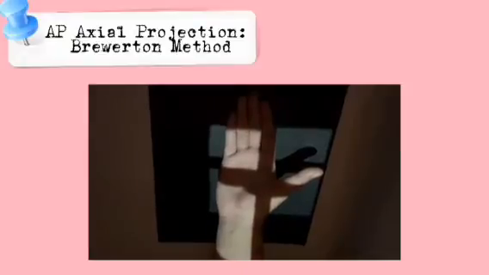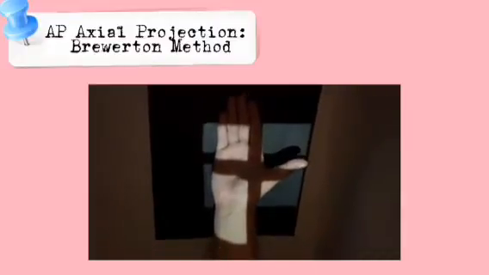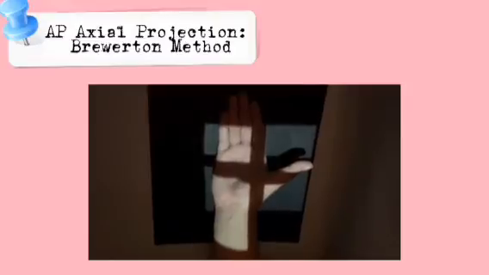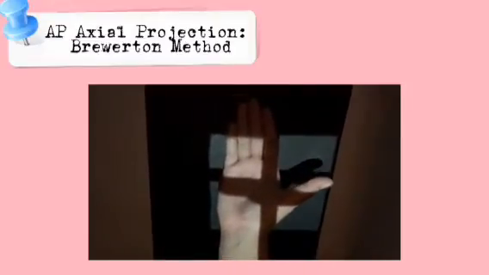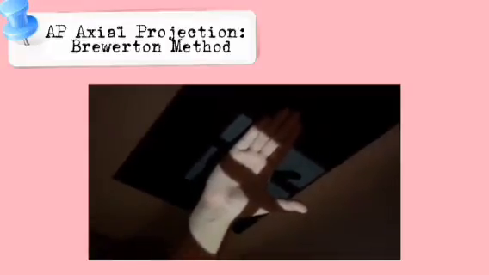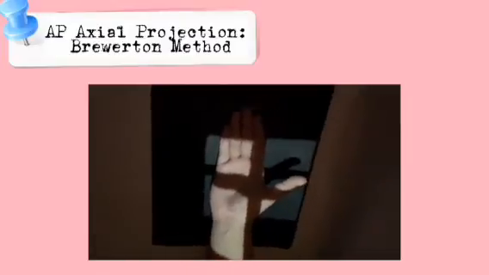Hand, AP axial projection, Brewerton method. Position of patient: seated at the end of the table, hands supinated with fingers slightly spread and flat on the IR. Flex the MCP joints so that the shaft of the metacarpals forms 45 degrees with the IR. Central ray directed laterally toward the thumb, 45 degrees, entering the third CMC joint.